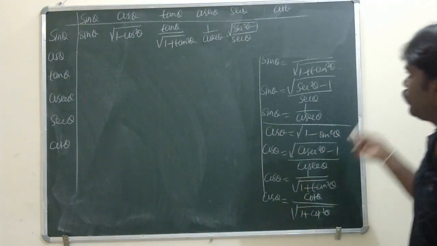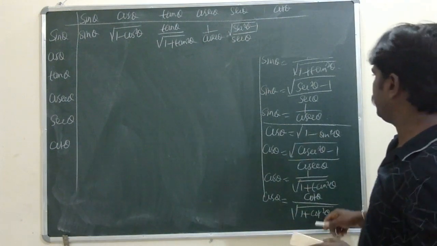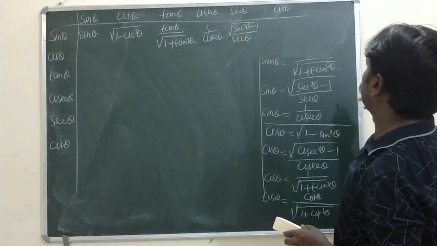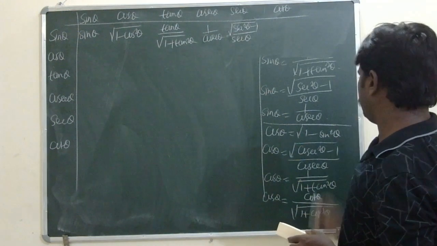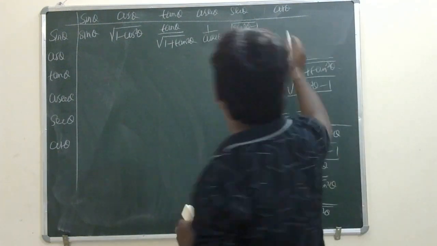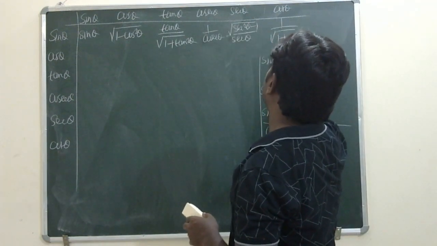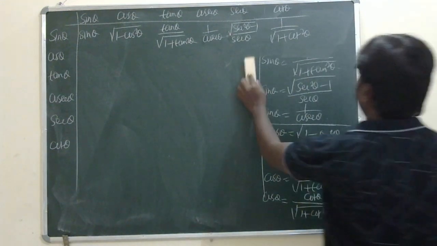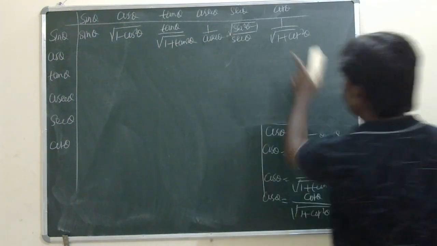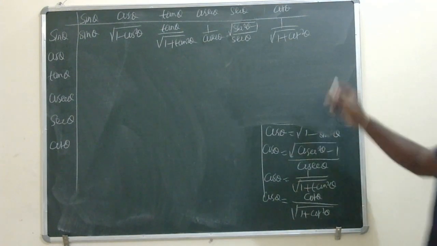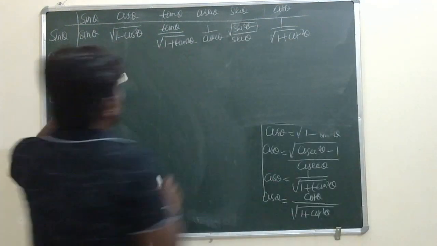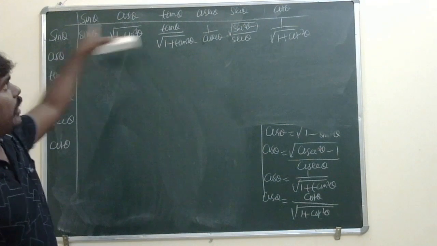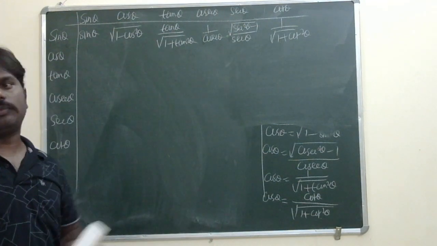Next, in terms of cot. So sin theta in terms of cot means 1 by the square root of 1 plus cot square theta, that I have erased here. Okay, so we can write like this. So here we have expressed sin theta in terms of all the remaining trigonometric ratios.